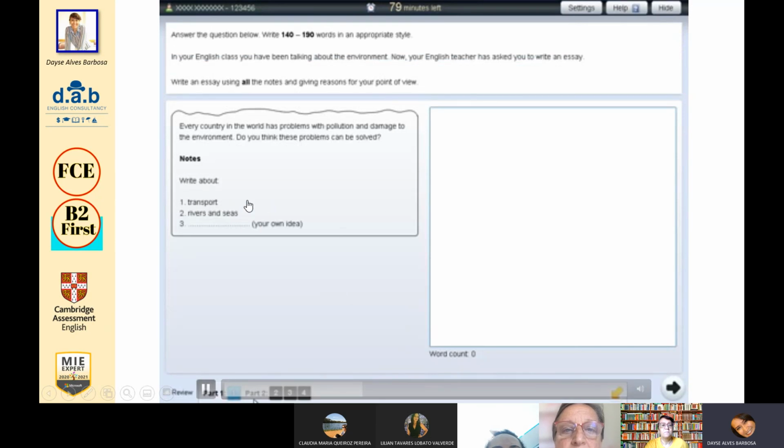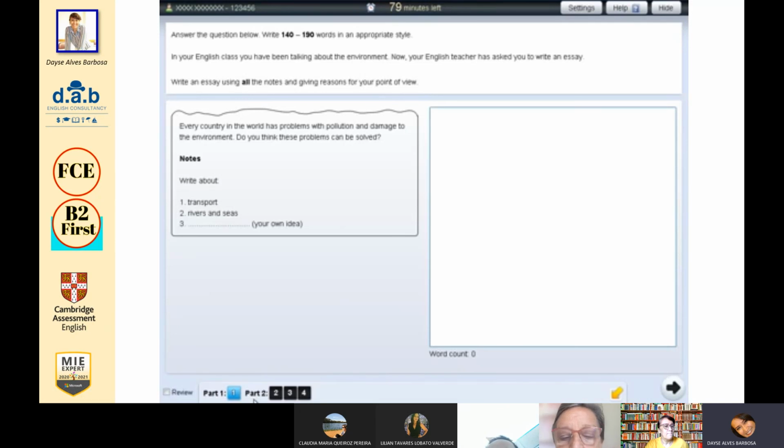Here's the writing, Part 2. You can answer the parts in any order. You type your answer in the space on the right of the screen.